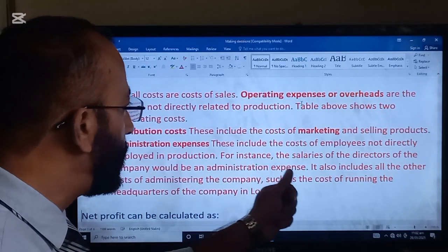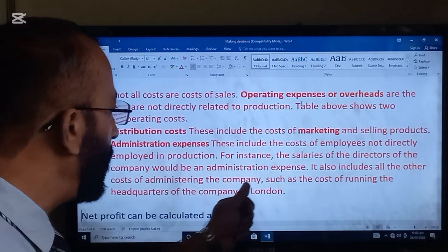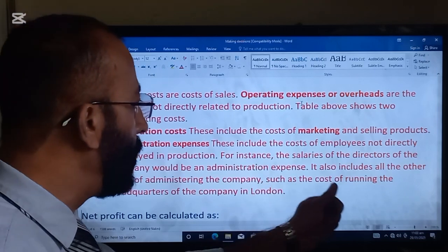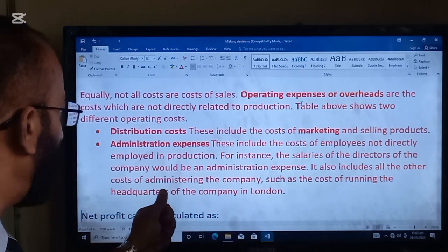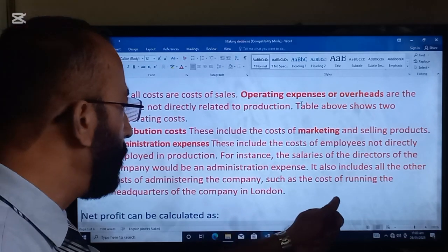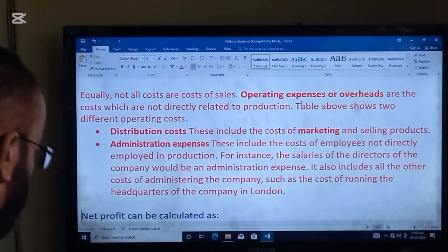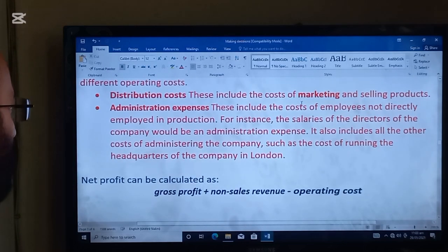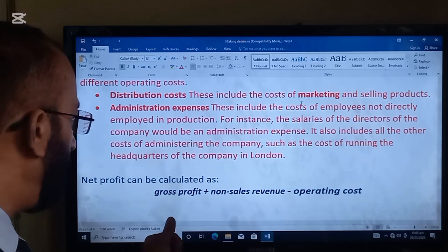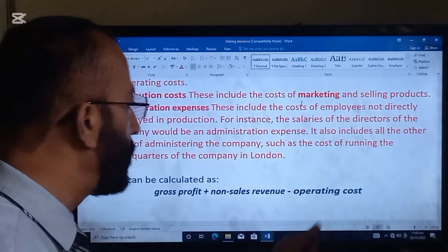For instance, the salaries of the directors of the company would be an administration expense. It also includes all the other costs of administrating the company, such as the cost of running the headquarters of the company in London. Net profit can be calculated as gross profit plus non-sales revenue minus operating costs.